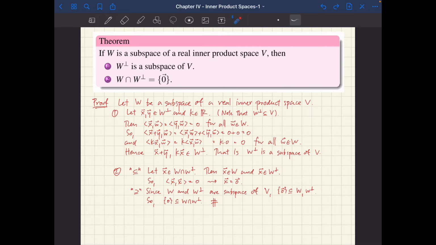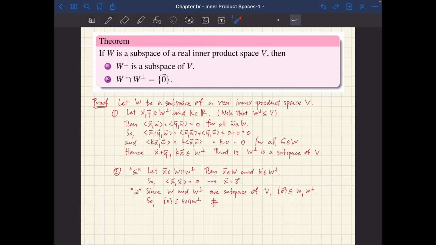Okay, so if we find the inner product of U plus V, we use the axiom of the inner product to distribute it into two terms. The first term is equal to 0, and the second term is equal to 0, right? 0 plus 0 is equal to 0.